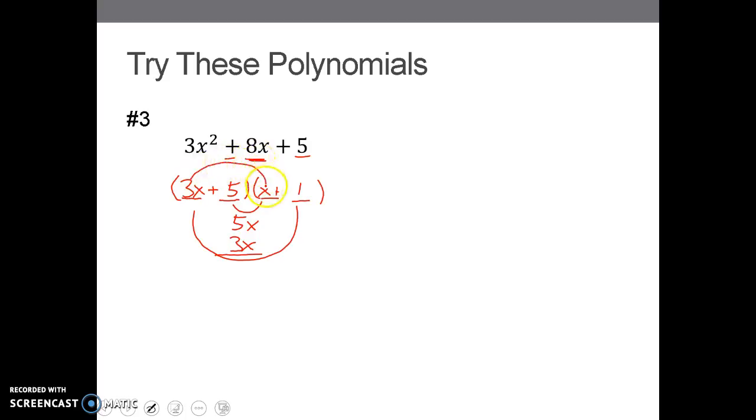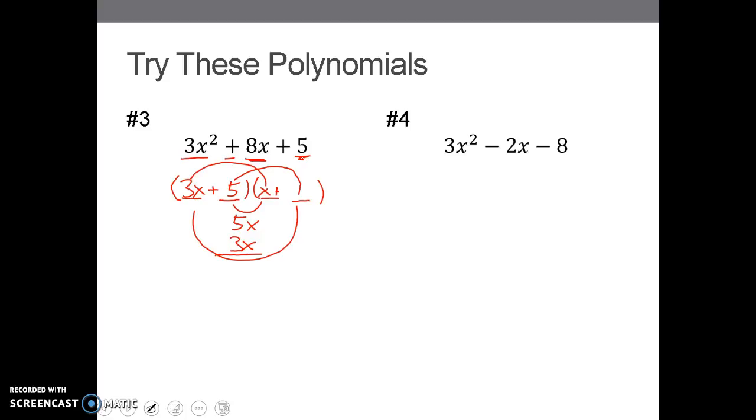I still have my first terms that multiply together to give me my first term here, 3x squared. I have my last terms that multiply together to give me my last term, which is 5. And then my inside and my outside terms have to add up to 8x. So again, at this point, I'm going to have you pause the video and see if you can do number 4 on your own.